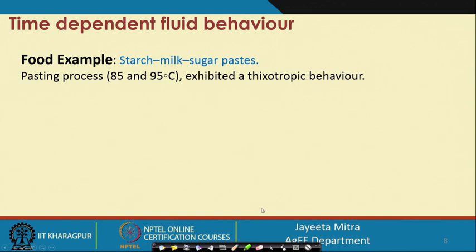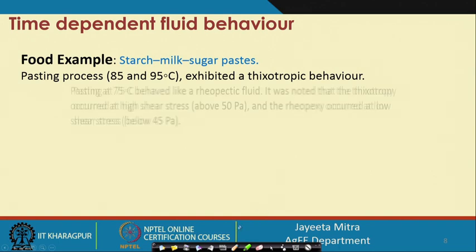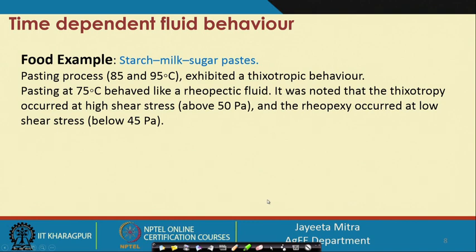The pasting process can happen at 85 and 95 degrees Celsius, and this exhibited thixotropic behavior. However, pasting at 75 degrees centigrade behaves as a rheopectic fluid. So, here temperature is a factor that is causing a change in the material property, and because of that the structure has been thickened or the viscosity has been increased. It was noted that thixotropy occurred at high shear stress, above 50 Pascal, and rheopexy occurred at low shear stress, below 45 Pascal.